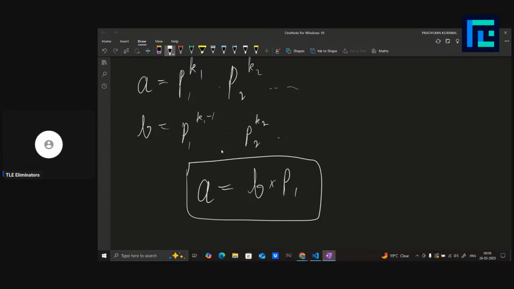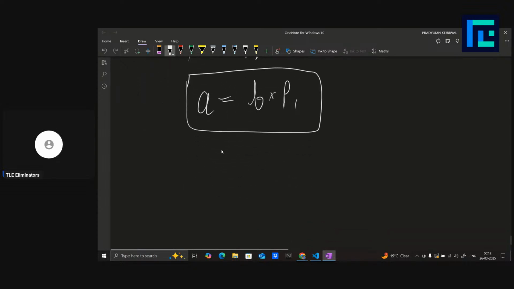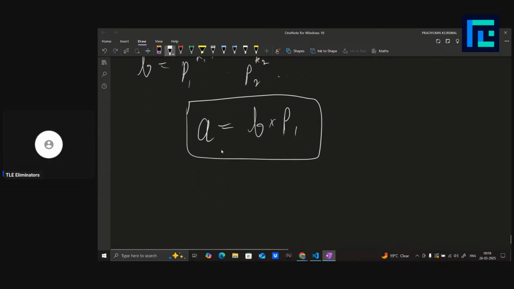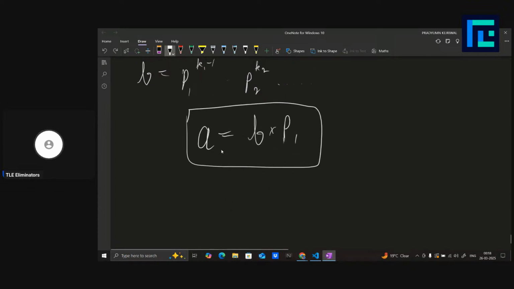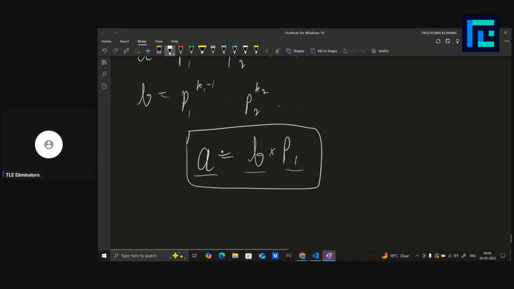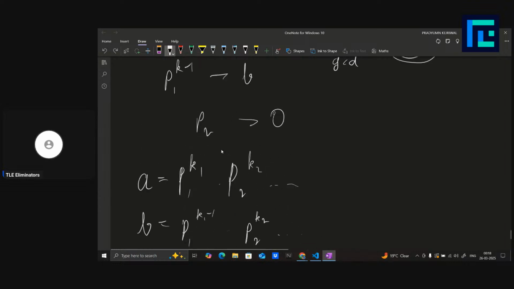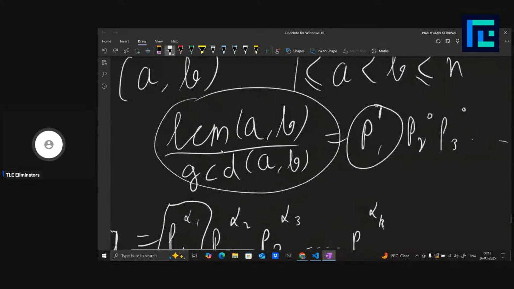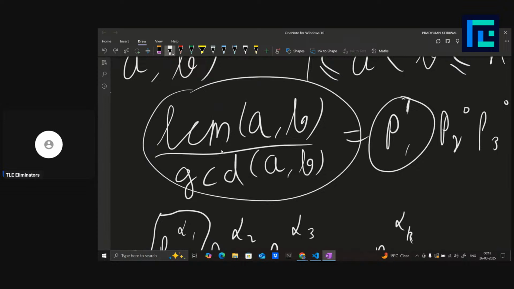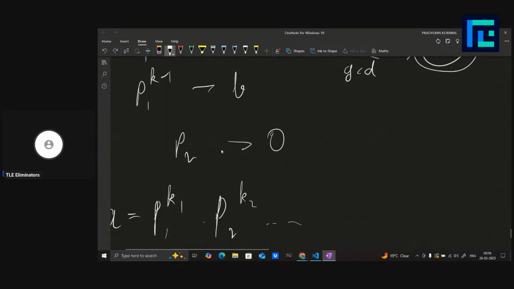That is the sufficient condition, that a should be b multiplied by some prime, any prime this can be. So all of the pairs of this form, basically a comma b pair, or let's say b comma a, where a is b into p1, will satisfy this condition, where p1 can be any prime number. They will satisfy this condition of LCM by GCD equal to p1, and no other pairs will satisfy this condition.